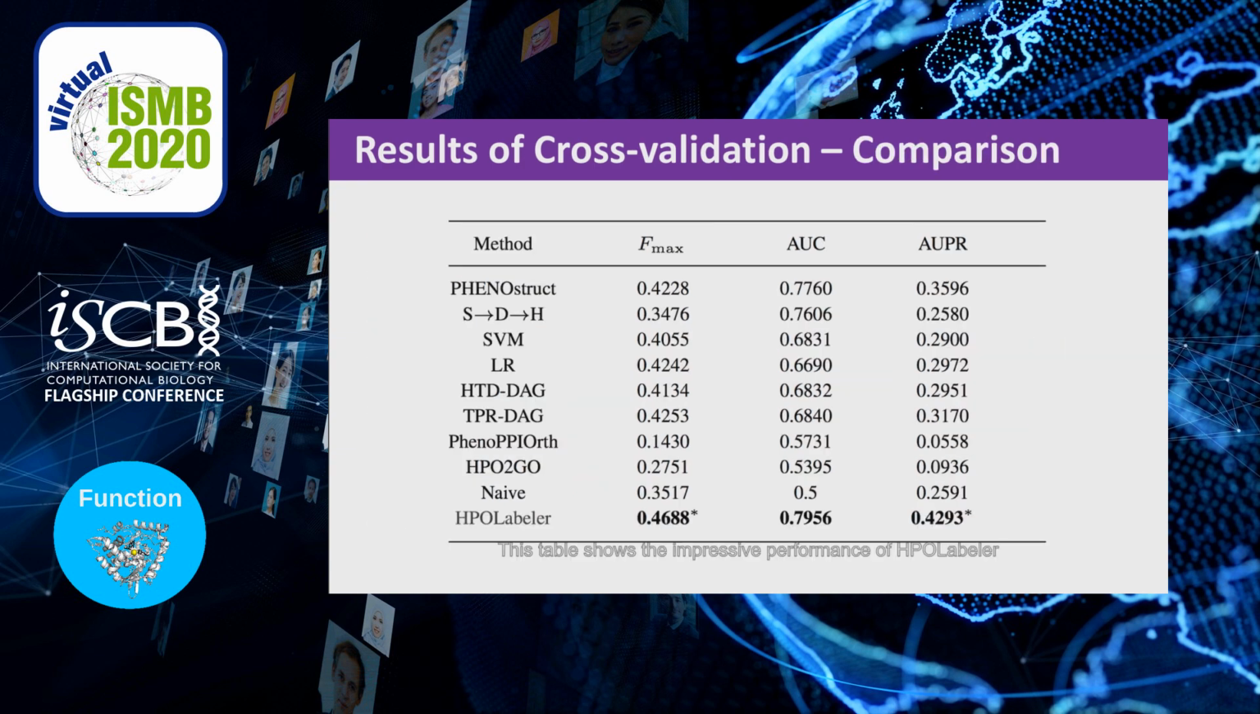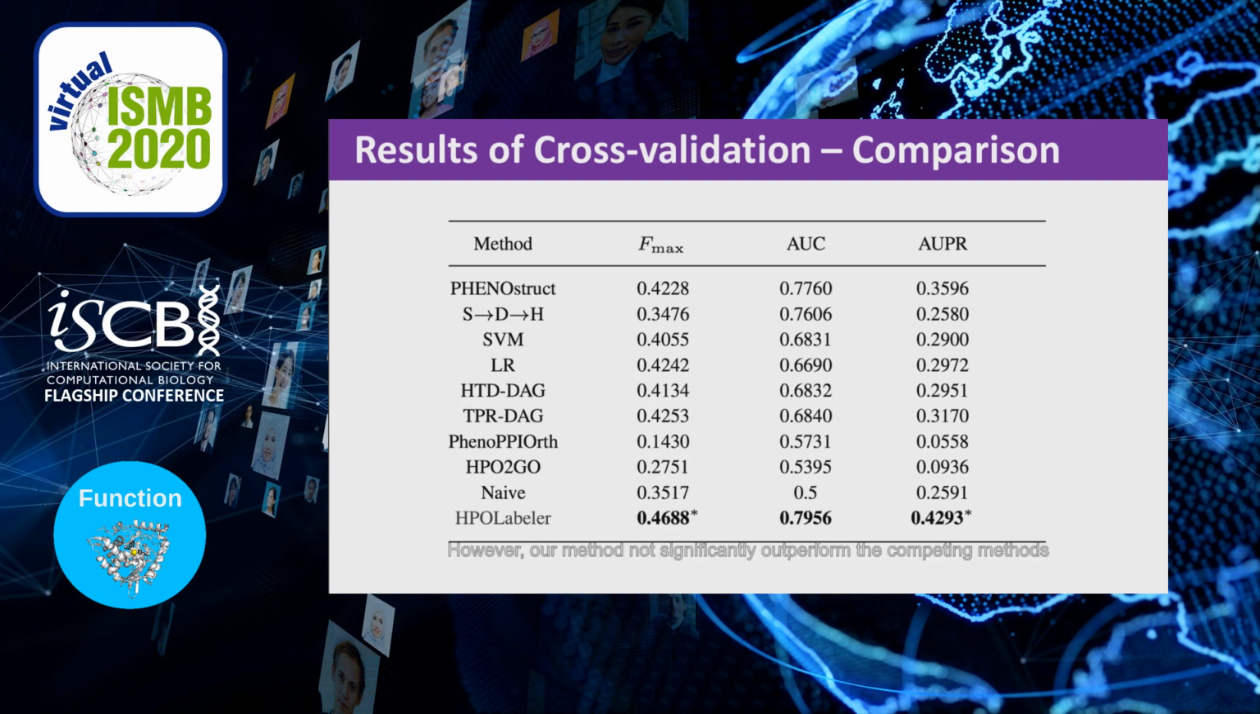This table shows the impressive performance of HPOLabeler. Our model improves the AUPR of phenostruct, one of the state-of-the-art methods, by nearly 20%. And HPOLabeler outperforms all the components, indicating the effectiveness of learning to rank.